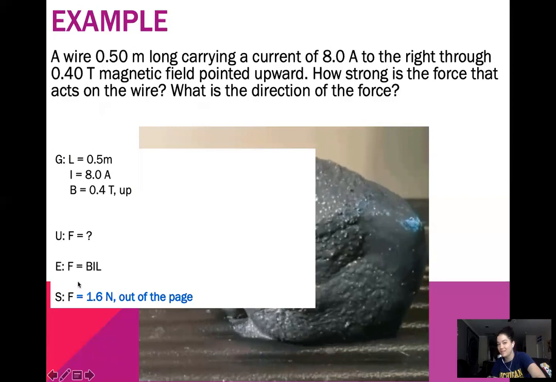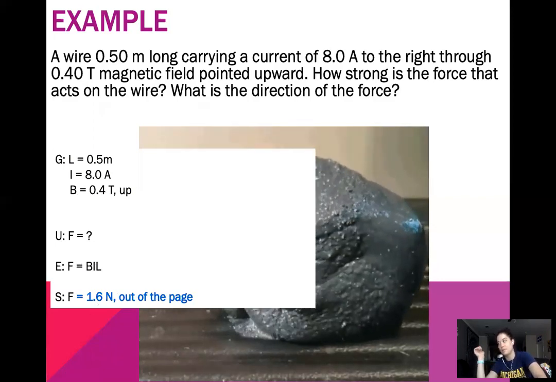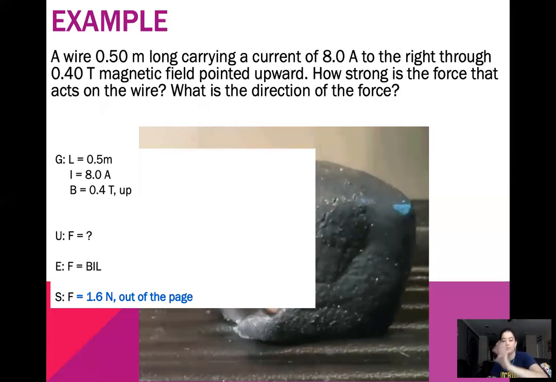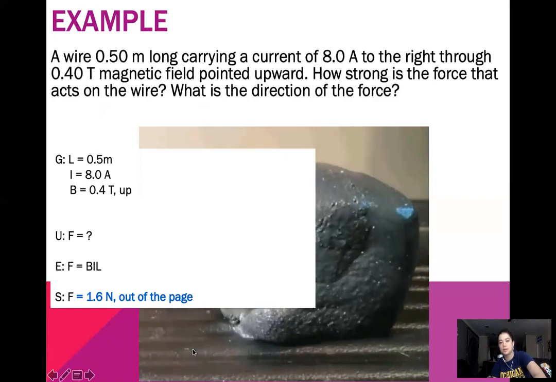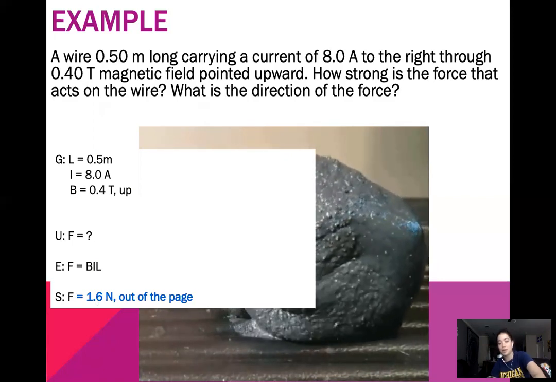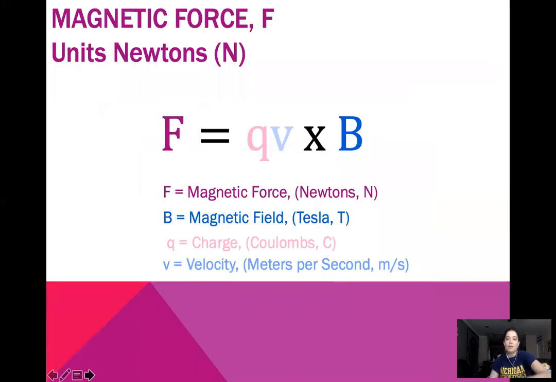Okay, so we got our answer at 1.6 newtons. To the right, up, out of the page. Try it for yourself. If you're struggling to get out of the page, please come to office hours. I know the right-hand rule is a little wonky, but I believe in you, okay? You got this.